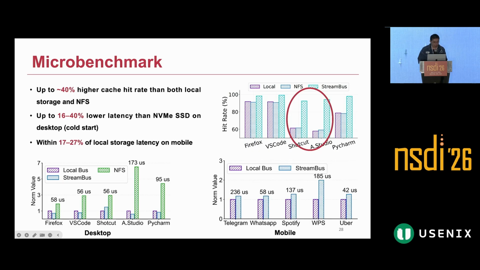Finally, on mobile, even over Wi-Fi, StreamBus maintains a competitive performance. The latency remains within about 17 to 27% of local storage, which is a relatively small overhead given the feasibility of remote execution. These exceptions are mainly due to fragmented file layouts with many small files, which increase metadata access and reduce the effectiveness of prediction.